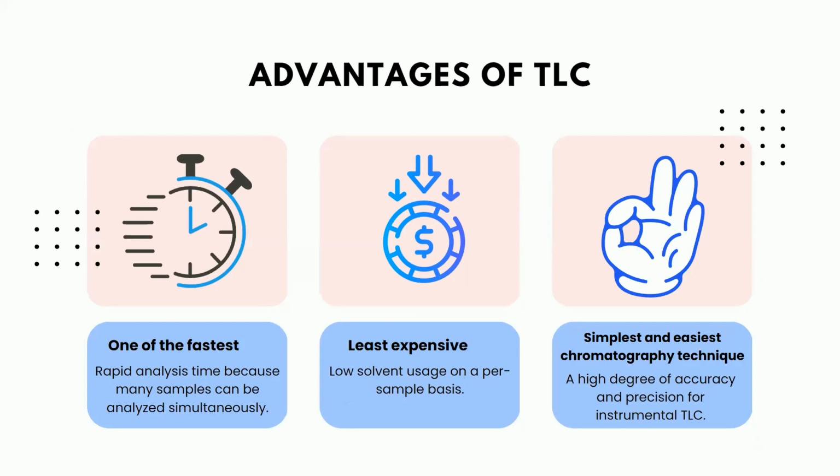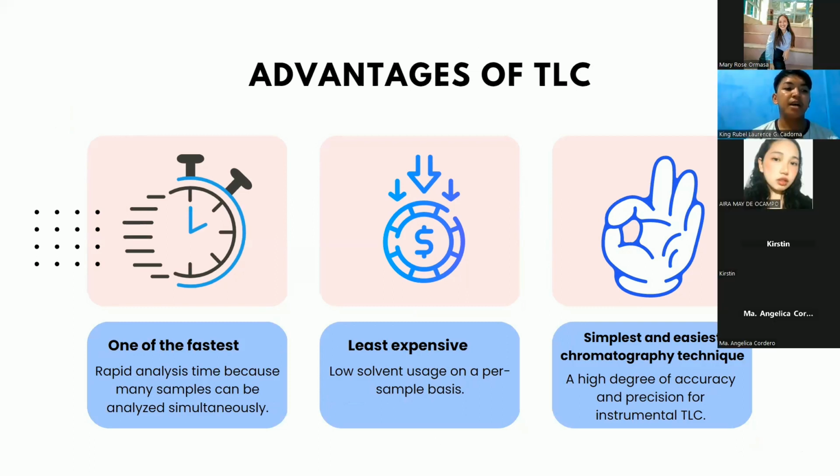Advantages of thin layer chromatography. One of the fastest, rapid analysis type because many samples can be analyzed simultaneously. Lower cost per sample basis. Simplest and easiest chromatography technique. A high degree of accuracy and precision for instrumental thin layer chromatography. An easy method of separation of the components.